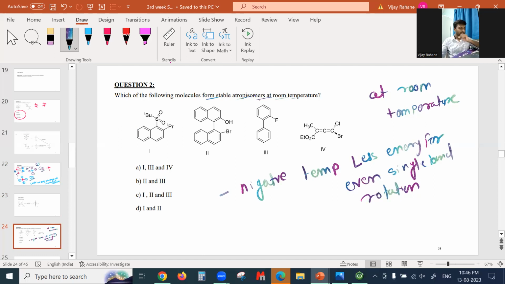Let's say here with the example of these three. So which of the following molecules forms stable atropisomerism? In this one, right? So they have given some different examples, and at room temperature they have mentioned. So at room temperature, we can see here this molecule. Let's say this molecule, it has the chiral center. Where is the chiral center?